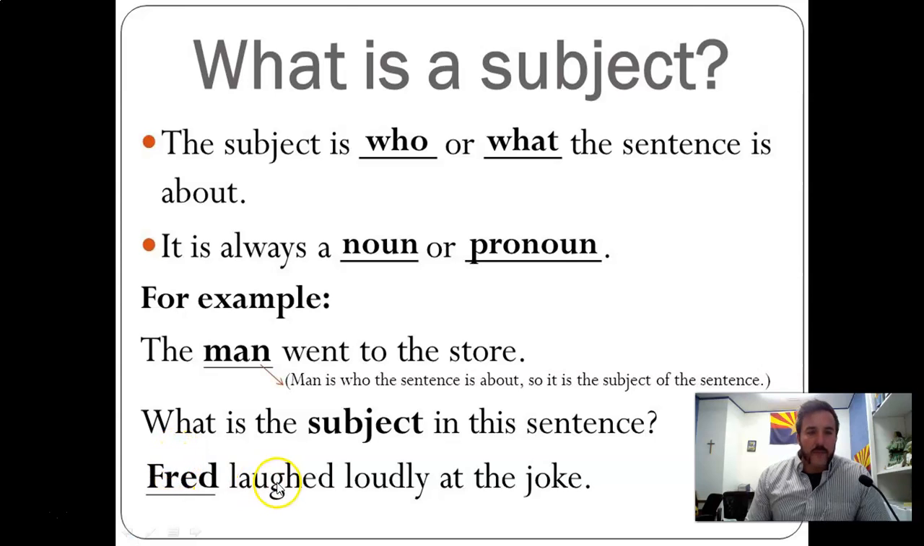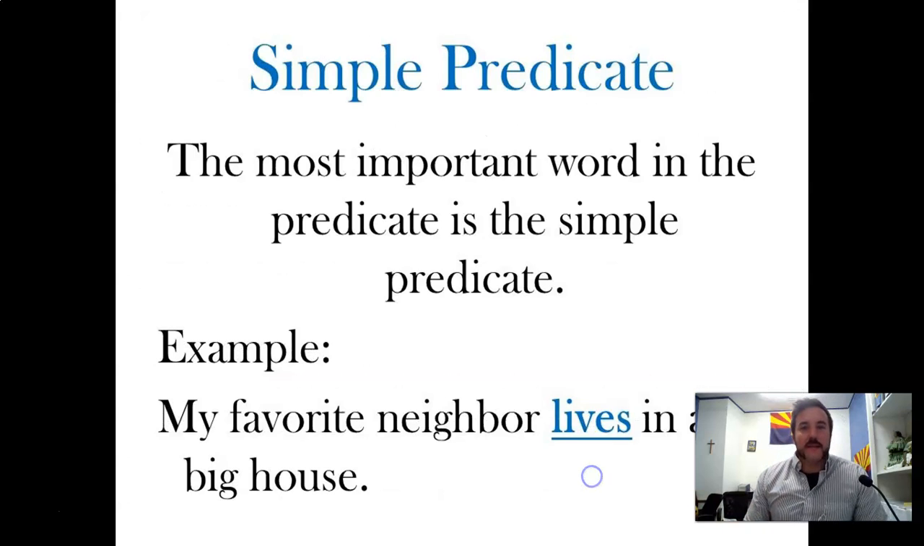Here again, Fred laughed loudly at the joke. Who or what did something? Fred. Yes, the subject can be only one word. Okay, what did Fred do? Laughed loudly at the joke. Laughed loudly at the joke is the entire complete predicate. And if I say, okay, in one word, what did Fred do? And you'd say, laughed. That's the simple predicate. The simple predicate is the most important word in the predicate. That's called the simple predicate.